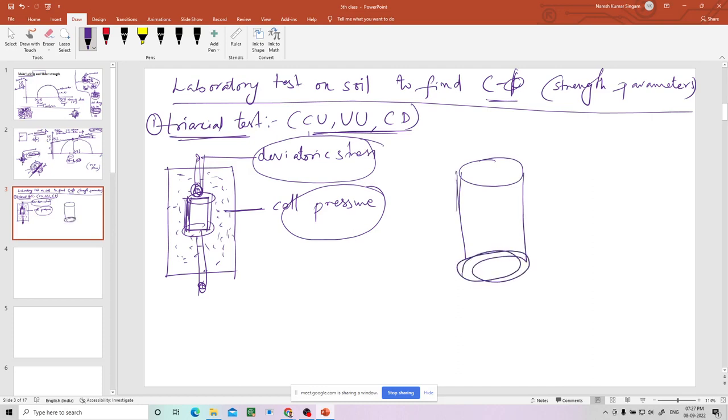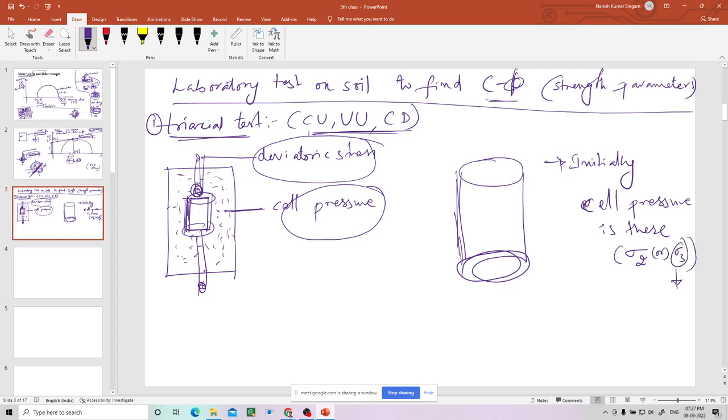Okay, now this is a soil sample which is inside this one. Initially only cell pressure is there. Cell pressure is denoted by sigma 2 or sigma 3, but we take sigma 3 always because, let us take a block. Let us say this is sigma 1, this is sigma 2 and this is sigma 3.